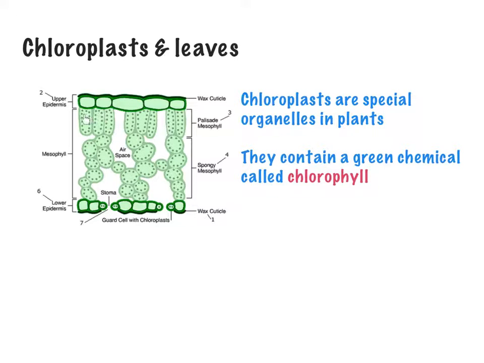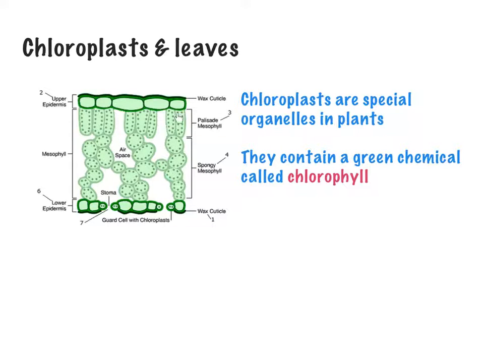Now, all these dots here and here and here and all the way through are chloroplasts. Chloroplasts are little sacs of chlorophyll. So they're green, and that's why a plant looks green.